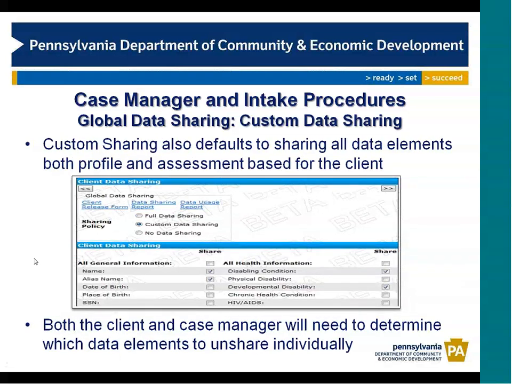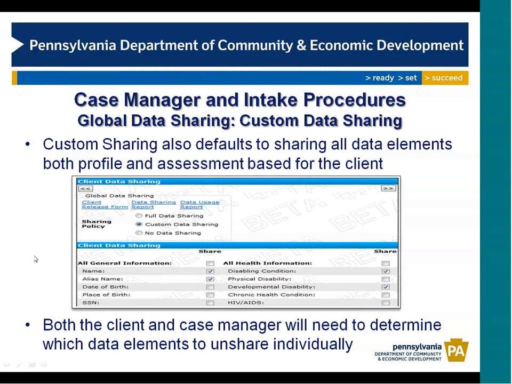Then there's the custom data sharing setting. Basically, it's the second bubble. What it'll do is turn on all sharing for all elements. So based on the supplemental form that the caseworker, the case manager, and the client have worked out, you'll need to go through and specifically uncheck each data element they don't want to share. As you can see here, if the element is checked, that means it's shared throughout the system. If it's unchecked, it's not shared.